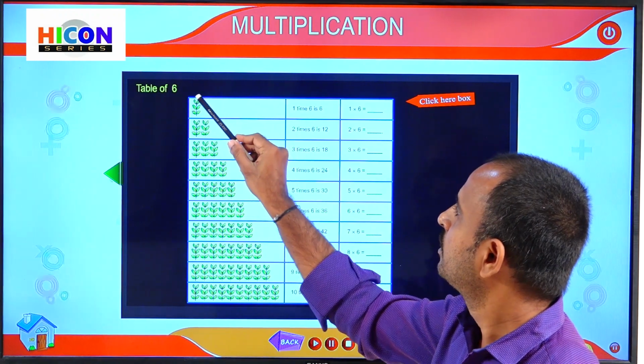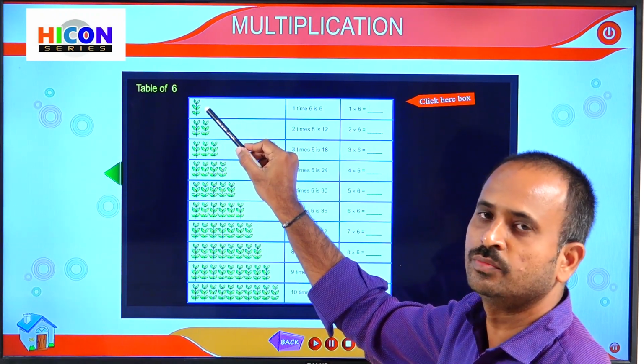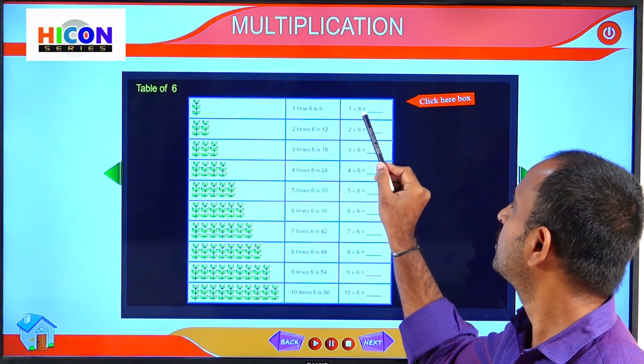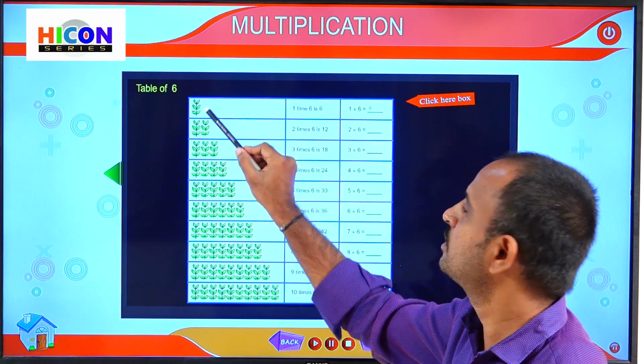So see the first one. How many groups are there? 1 group. And there are 6 leaves in each group. That means 1 times 6. That is 1 into 6. 1 6 jar. Children, how much? 6. That means there are total 6 leaves.